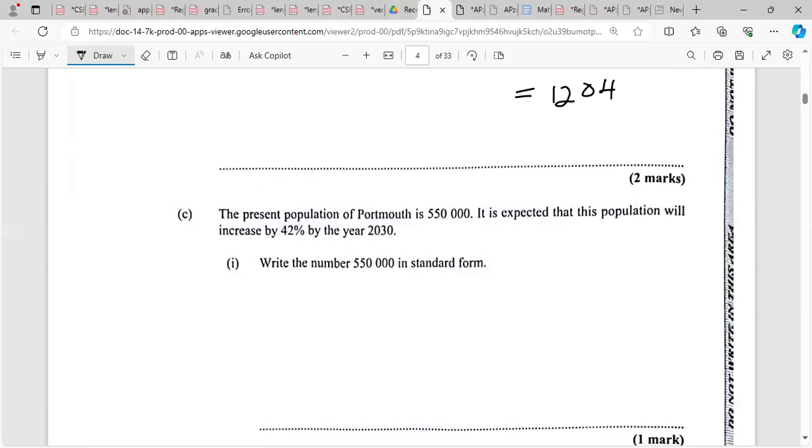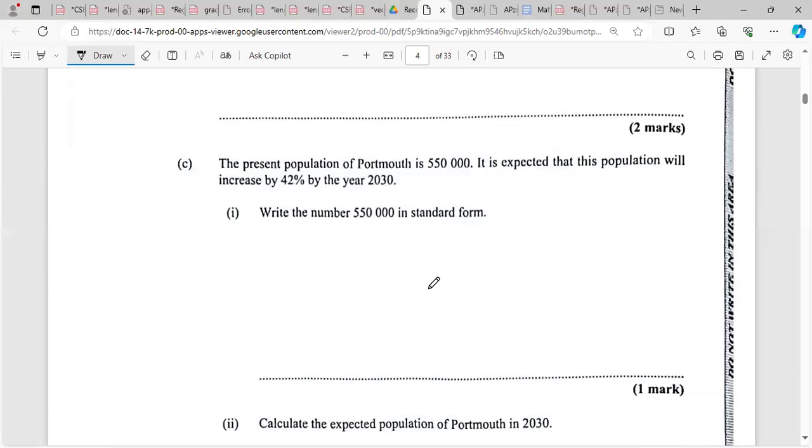Alright, the present population of Portsmouth is 5500. It is expected that the population will increase by 42% by the year 2030. Write this number in standard form. So we have 5, how many zeros? 1, 2, 3, plus 1, 4. Alright, so we're going to carry the decimal place here. So that's 1, 2, 3, 4, 5. So that's 5.5 times 10 to the number of places that we move, which was 5. It would be positive because we're going to our right when we're multiplying back.